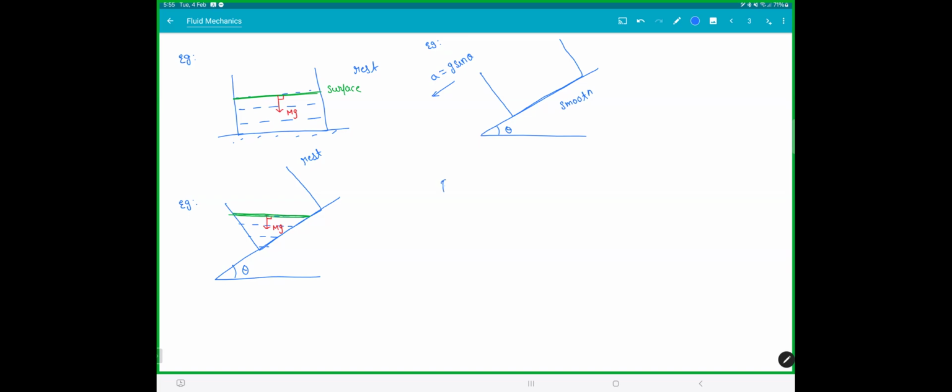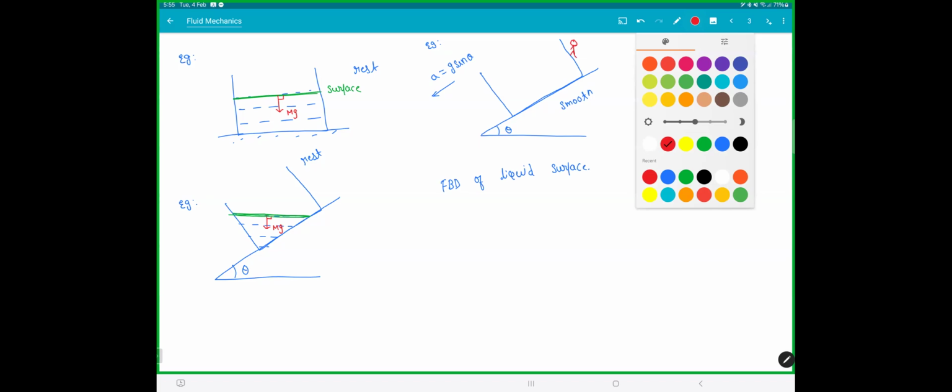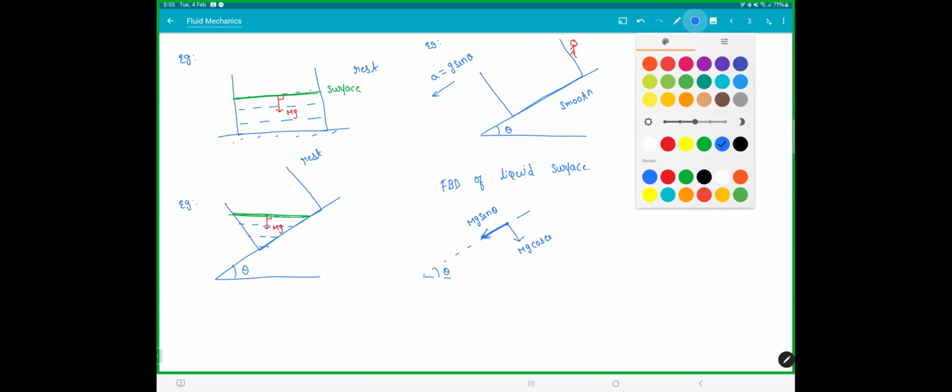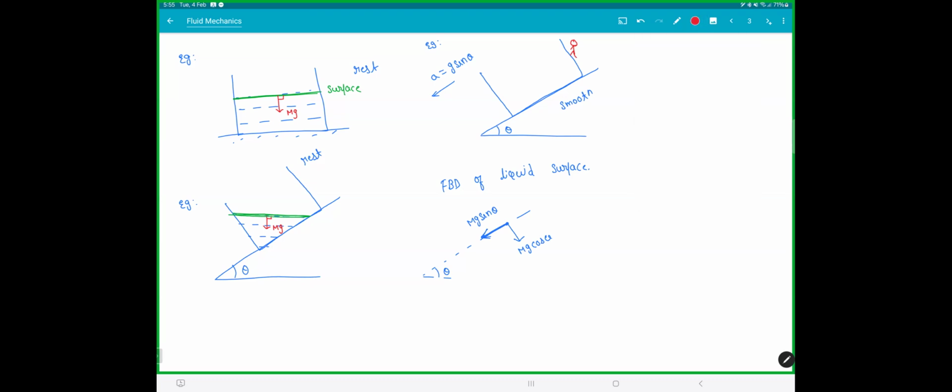See, again, what did I say? First, let's draw the FBD of the liquid surface. So take our observer and make him sit on the container. That will be easier to see if you stand on the container. So this is your incline. So if you look at the forces, this would be mg sine theta. This would be mg cos theta. Now, if the container is going down, what is the pseudo force? Mass of the liquid and acceleration in the opposite direction. So that would be ma, which is mg sine theta in the backward direction. Make sense?